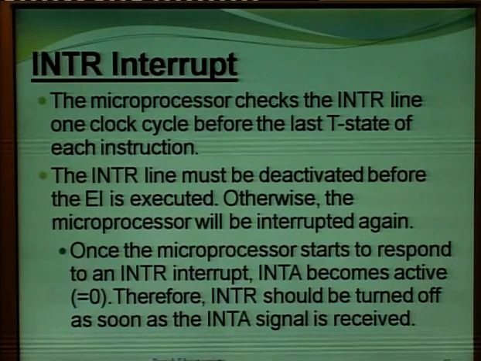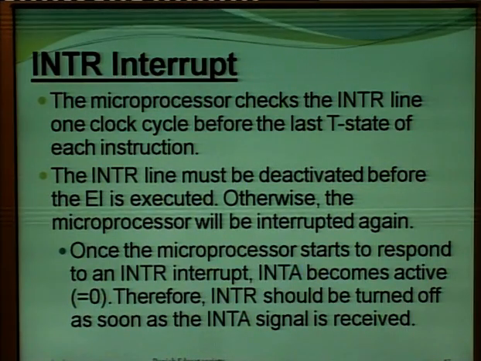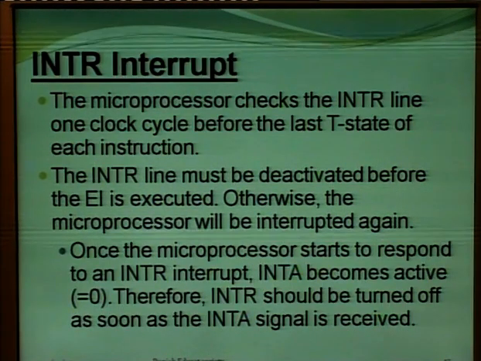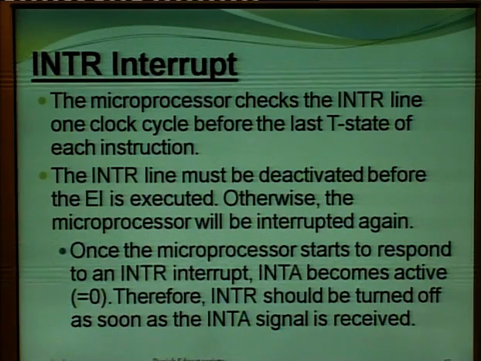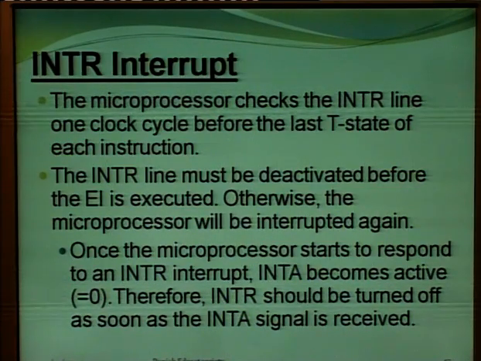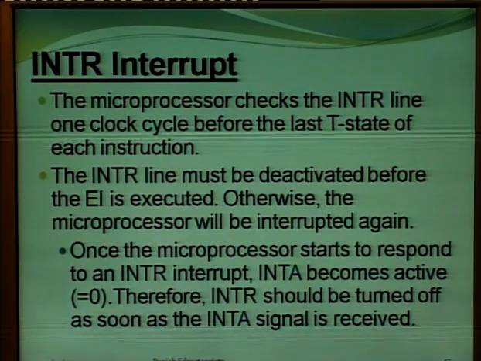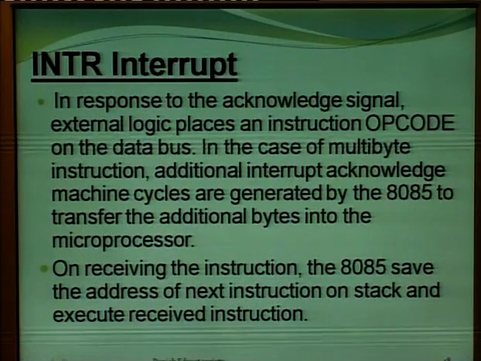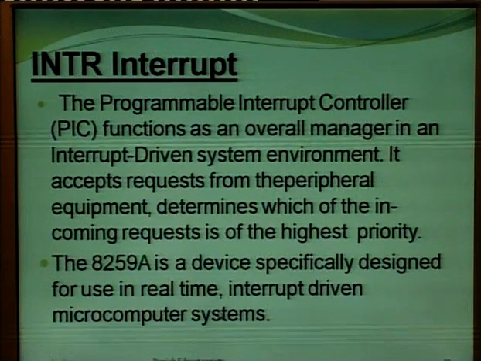The INTR interrupt is checked by the microprocessor in the last T state of the last machine cycle of each instruction. The INTR line must be deactivated before the EI is executed, otherwise the microprocessor will be interrupted again. Once the microprocessor responds to INTR, it sends the INTA bar signal, and then it gets an opcode from the external device through the data bus, and it goes to the particular RST.